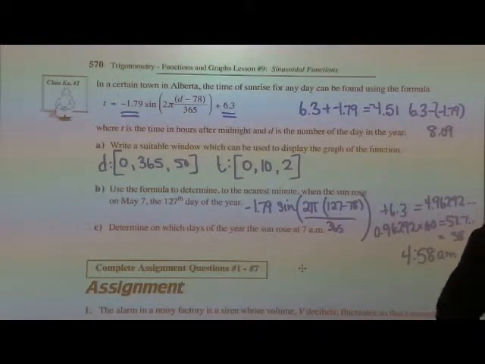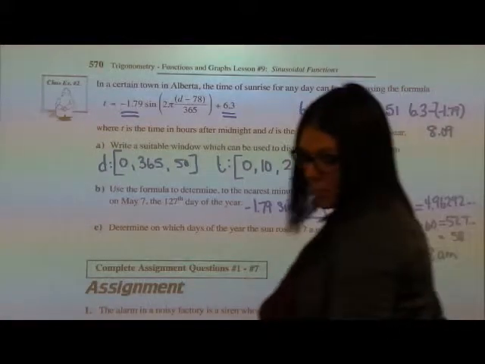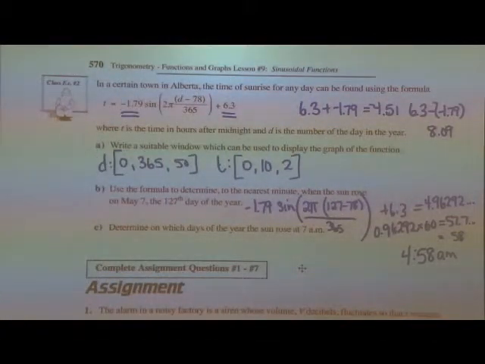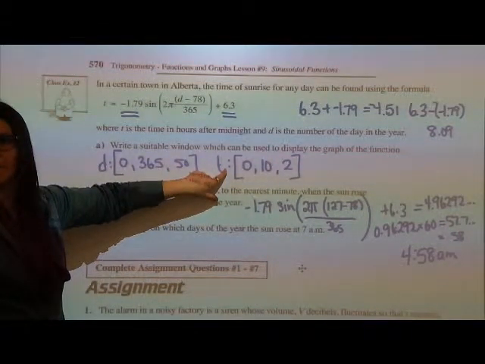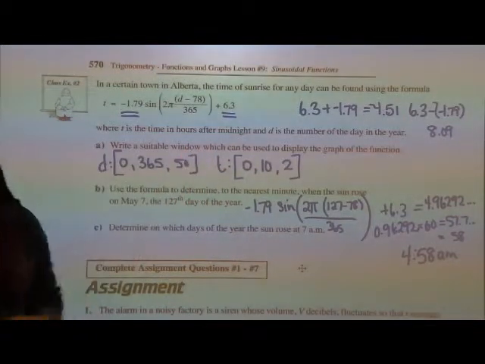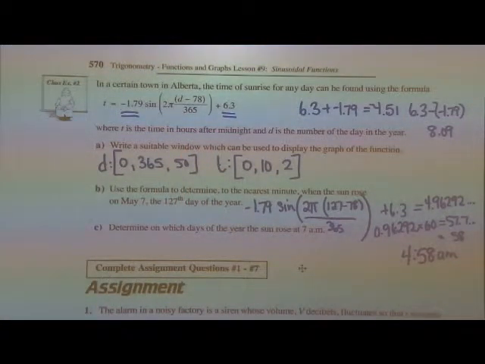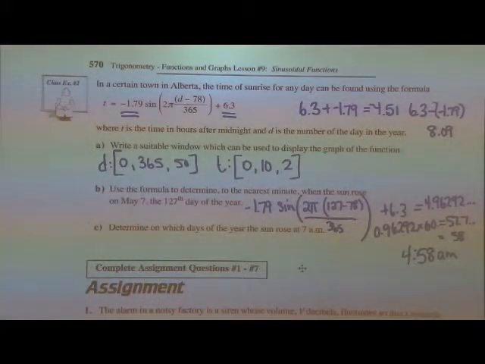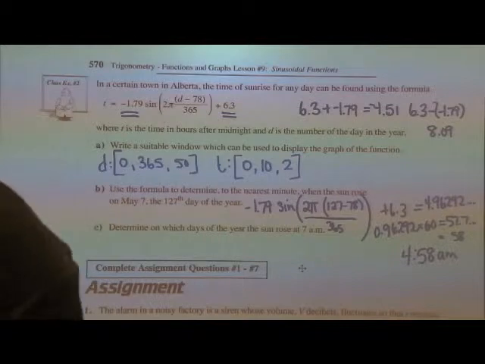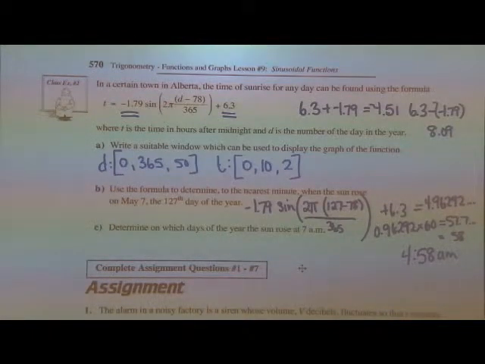Question C says determine on which days of the year the sun rose at 7 a.m. So how would I do that one? Make T equal to 7. Okay, do I want to solve this algebraically or do I want to try to solve it graphically? Graphically, because I tried it. Solve it graphically, it'll be a lot easier because otherwise then you're having to do sine inverse and such. So you put this in for y1 and then let y2 equal 7. How many intersection points are you going to get? How many times of the year will the sun rise at 7?